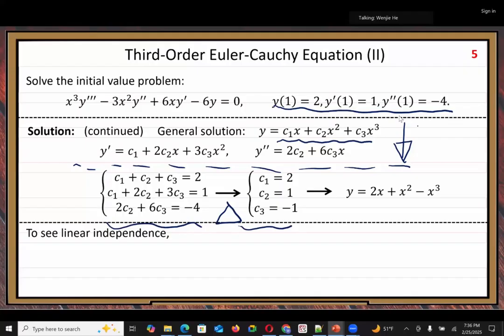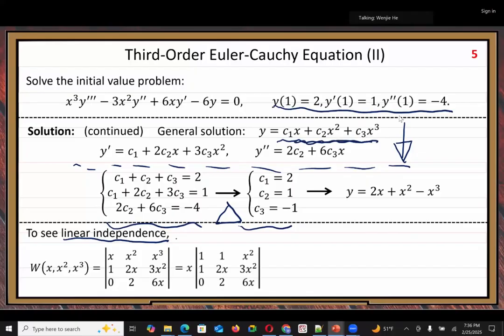At the end, we actually do not need to do it, but here we want to check the Wronskian, how to use the Wronskian to see the linear independence. So let's calculate the Wronskian on these 3 solutions. I hope you know how to calculate the determinant, but for the determinant you can also use a calculator, like Wolfram Alpha.